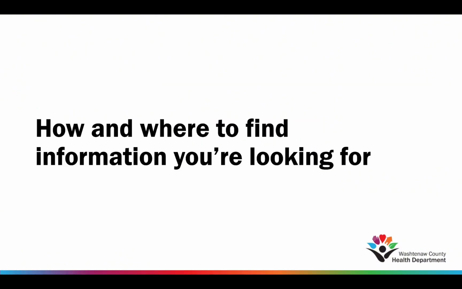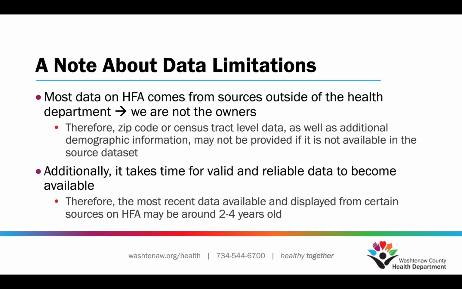Now, let's dive into how and where to find the information that you're looking for. But first, we must make a note about data limitations. Most of the data on our Health for All website comes from sources outside of the health department. We are not the owners. Therefore, zip code or census tract level data, as well as any additional demographic information, may not be provided if it is not available in the source dataset. Additionally, it takes time for valid and reliable data to become available. Therefore, the most recent data available and displayed for certain sources on the Health for All website may be around 2 to 4 years old.